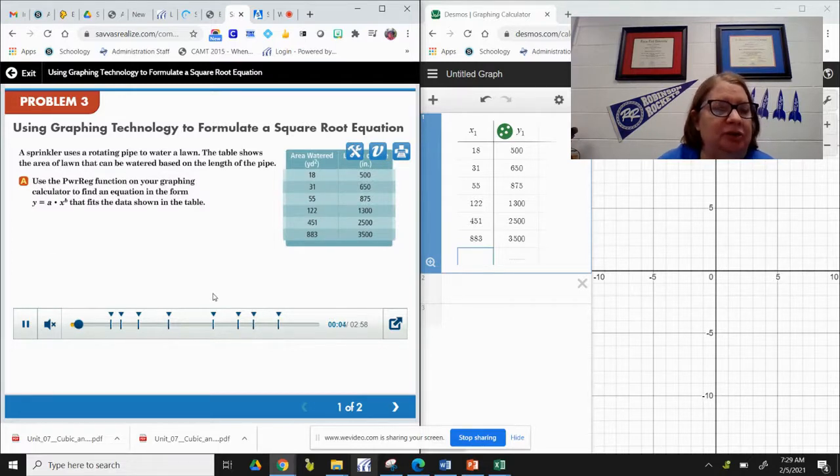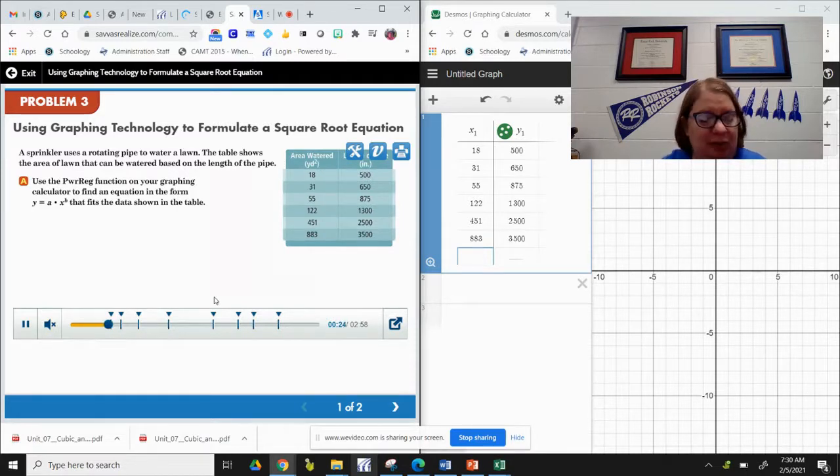It says a sprinkler uses a rotating pipe to water a lawn. The table shows the area of the lawn that can be watered based on the length of the pipe. Use the power regression function on your graphing calculator. If we were using the Inspire, that's what we do. But since we're using Desmos, we're going to do it a little bit differently. This is use the power regression function on your graphing calculator to find an equation.